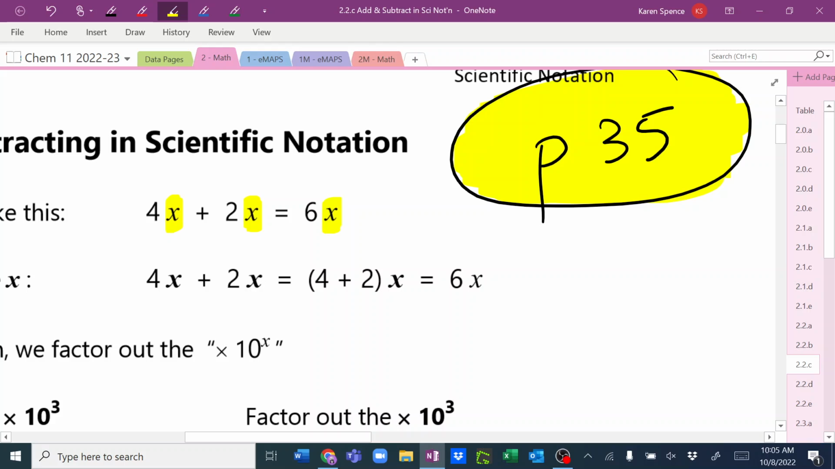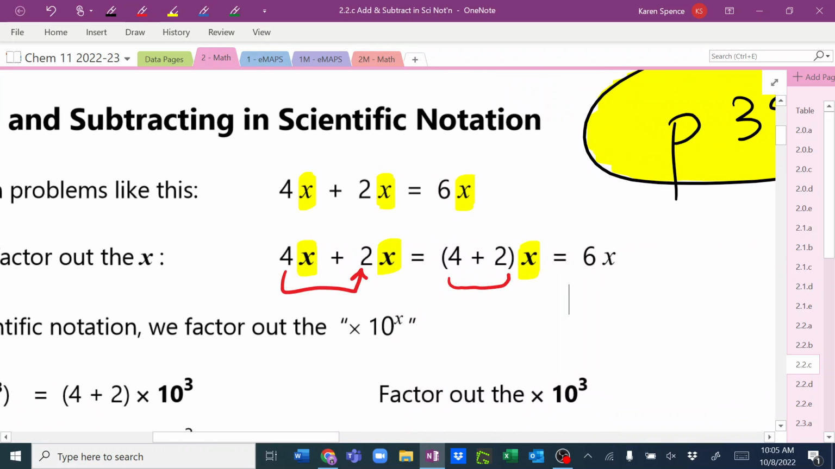Easy enough, yes? Well, we can actually factor out the x if we want to, and we can take the 4 and add it to the 2 right here, and that will give us 6x. So it's the factoring out process that we are going to use. But instead of just having an x that we are factoring out, we are actually going to factor out the times 10 to the x in scientific notation. And this is going to allow us to add and subtract in scientific notation.